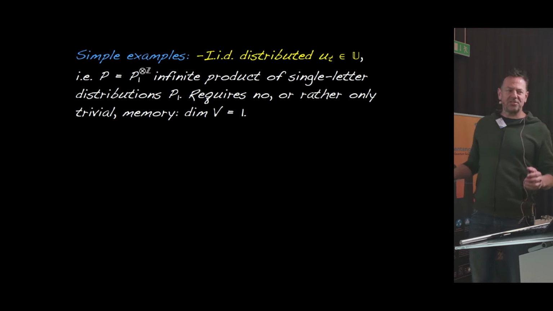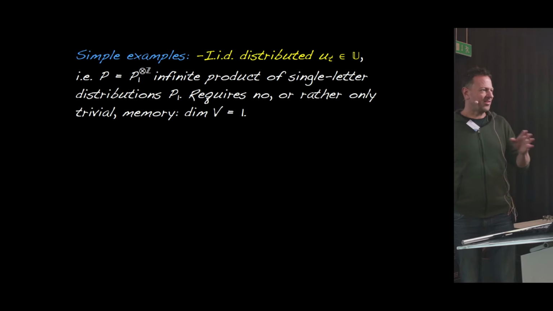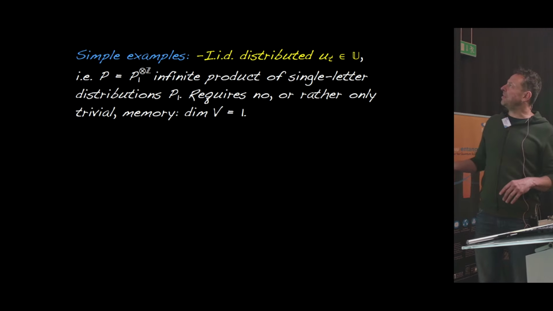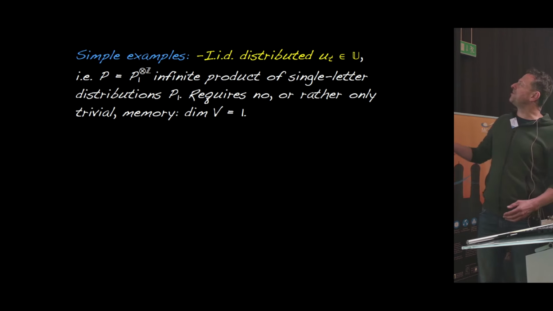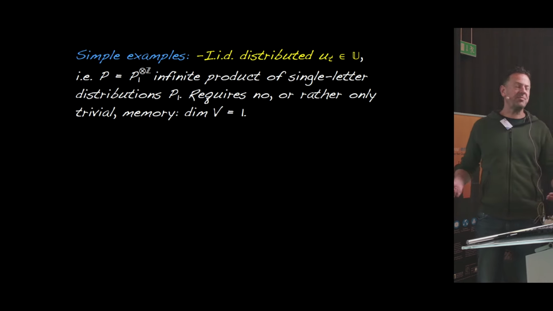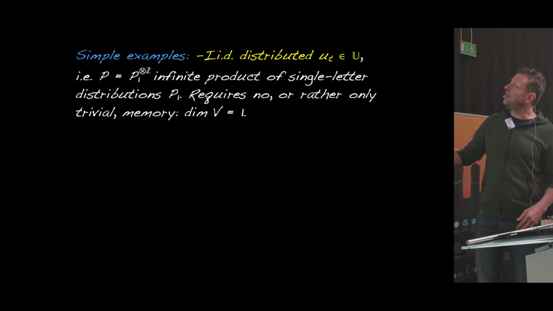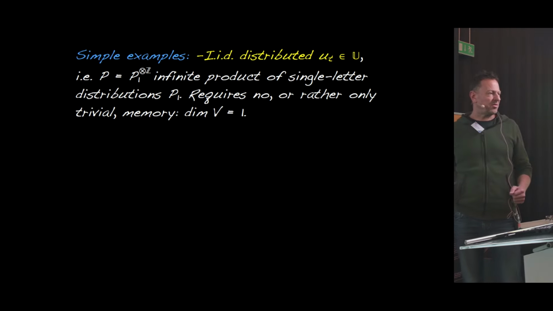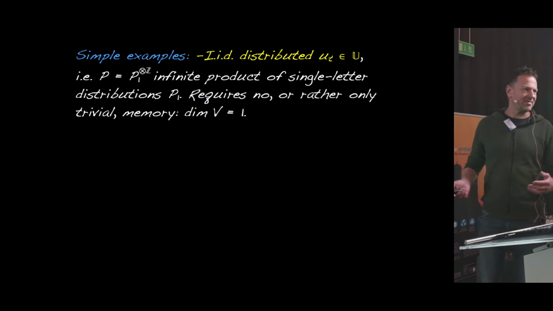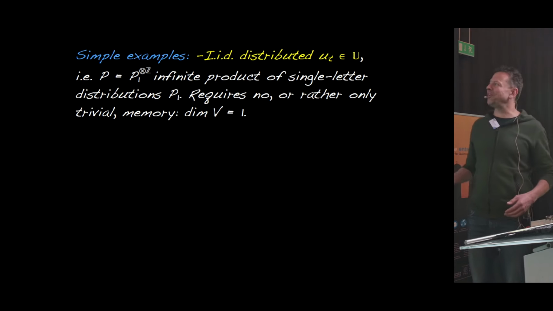Okay, so I want to do some simple examples before we go on. Probably the simplest example of this is actually not a hidden Markov chain, it's a Markov chain. And the simplest Markov chain is one without any memory. So it's just a memoryless distribution. All the U_t in this finite alphabet are identically distributed and independent. So the distribution is this infinite product of a single letter distribution, P1. Obviously, as I said, this doesn't require any memory. Sometimes you can be lucky, but of course, normally you're not.